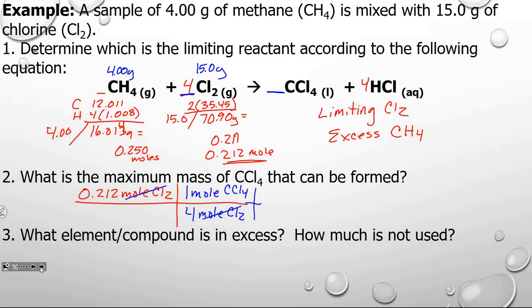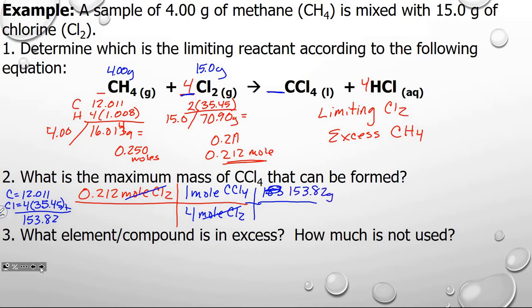Okay, moles of chlorine go out. Then I've got to add up carbon tetrachloride again. So carbon, 12.011. Chlorine, did we do this already? 35.45. I thought we added carbon tetrachloride up already. So we add that up, 12.011 plus 4 times 35.453, 153.82.